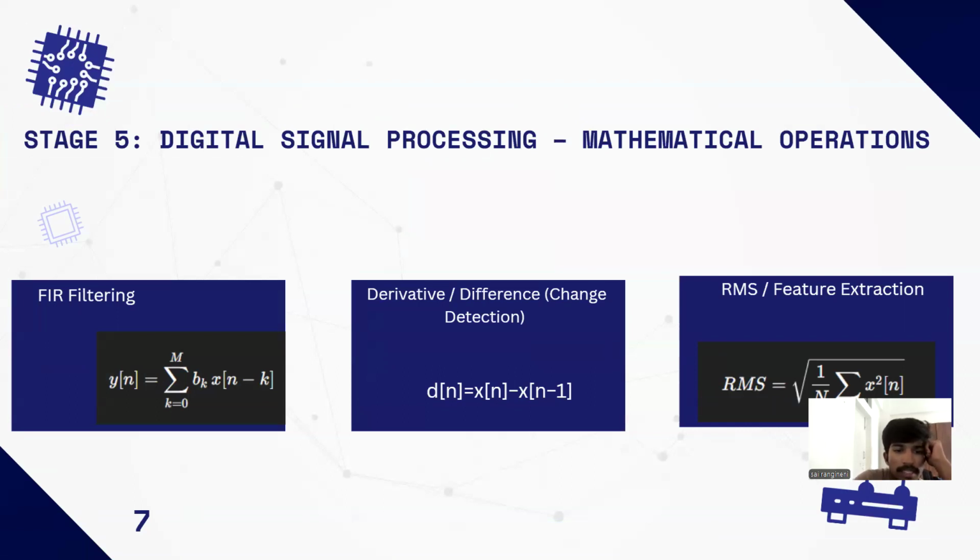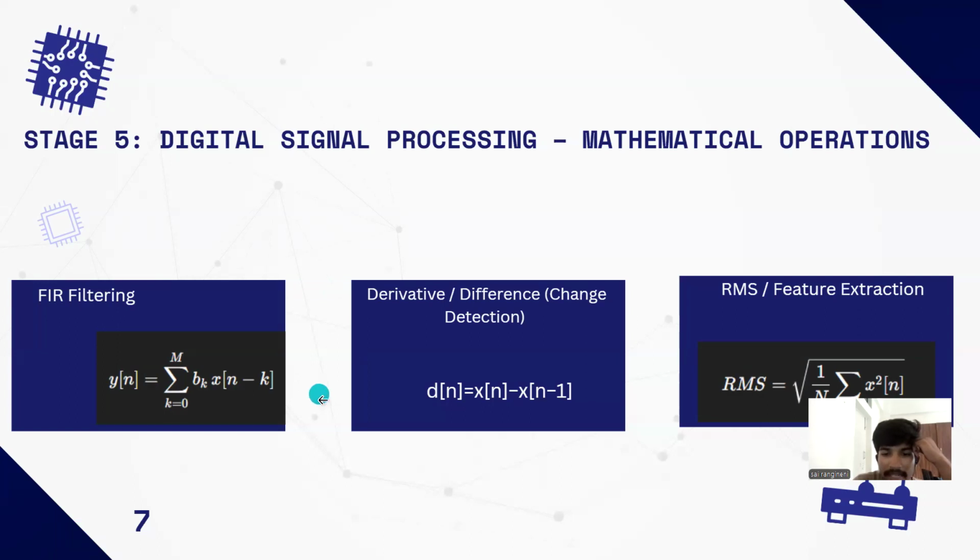Now we'll go to stage 5, digital signal processing. Now the signal is fully digital. At this stage, the system performs mathematical operations on numbers. DSP is organized mathematical computation. A common operation is digital filtering. y of n equals summation of h k multiplied by x of n minus k. We multiply current and past samples by coefficients and add them. This is called multiply accumulate.